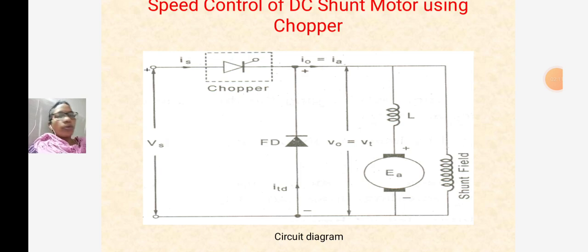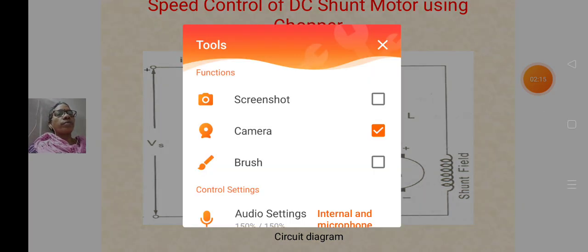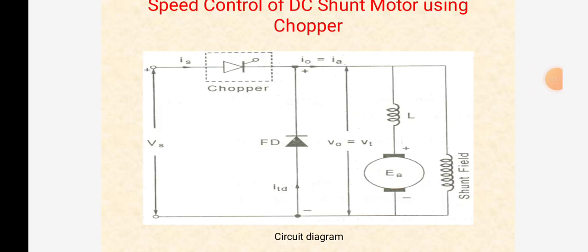Now we are going to discuss the chopper circuit for speed control of DC shunt motor. Because this motor has less inductance in the armature winding, it gives poor performance as compared to the DC series motor. To improve the performance of the DC shunt motor, an additional inductance is connected in series with the armature winding. Hence, it is more expensive than the DC series motor.